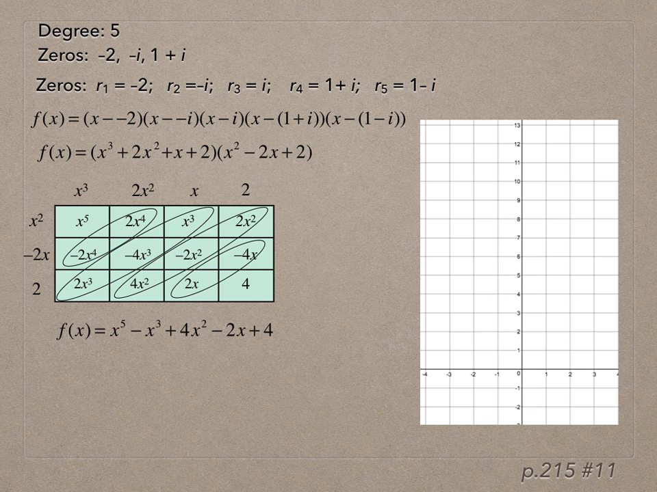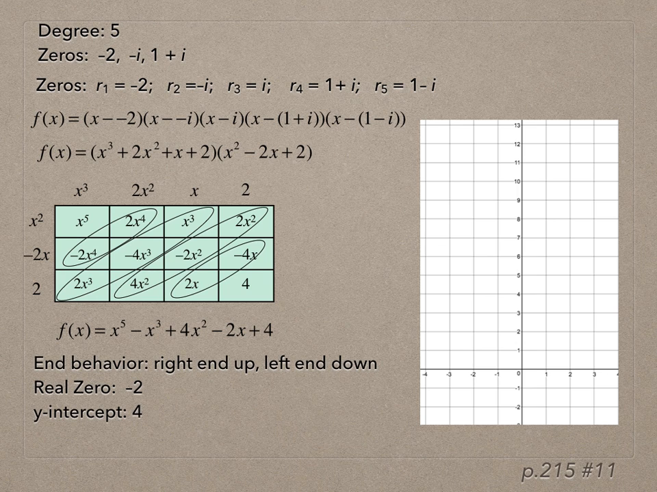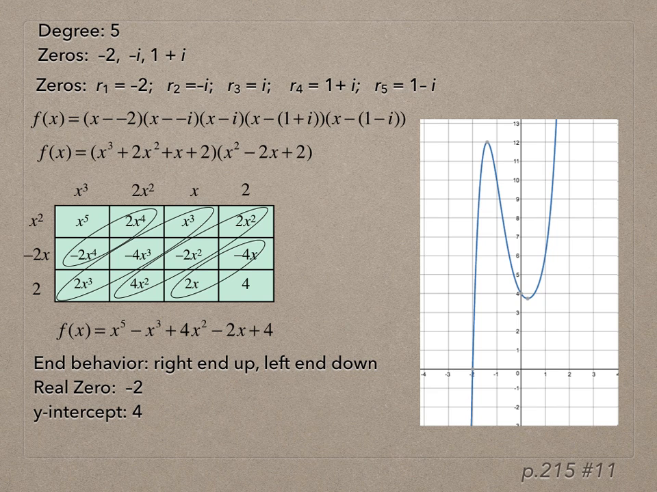And so what I know before I even type this into Desmos is, according to end behavior, my right end is going to go up, because on an odd function, if the leading coefficient is positive, my right end goes up. Therefore, my left end goes down. There is a real 0 at negative 2, so I expect this curve to cross the x-axis at negative 2. There is a y-intercept of 4. So now I will plot this graph, and I will verify that the y-intercept is definitely 4, and the real 0 is definitely negative 2.